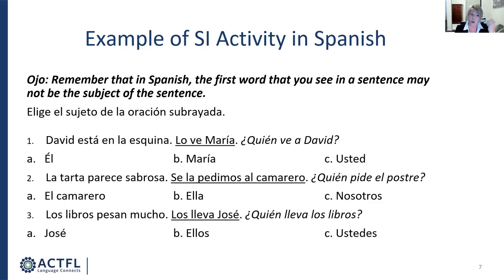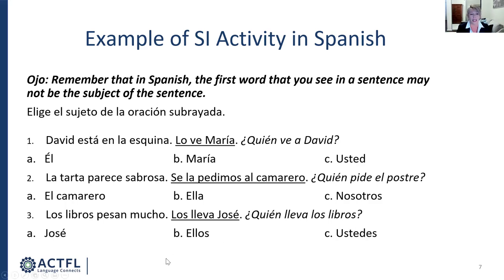Now, in Spanish, it's even more difficult. Not only can you drop the subject, but word order is more fluid. So English is subject, verb, object. It doesn't change. Subject, verb, object. Spanish is subject, verb, object, but can also be object, verb, subject, like you see here. So "lo ve Maria." "¿Quién ve a David?" Who sees David? And of course, the answer is Maria.